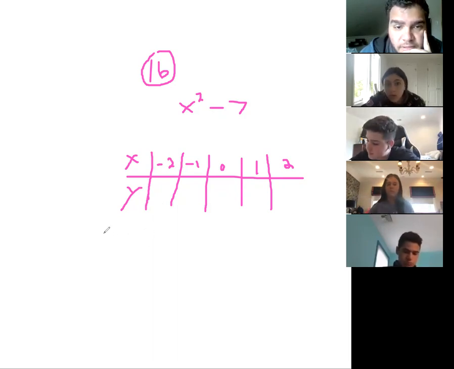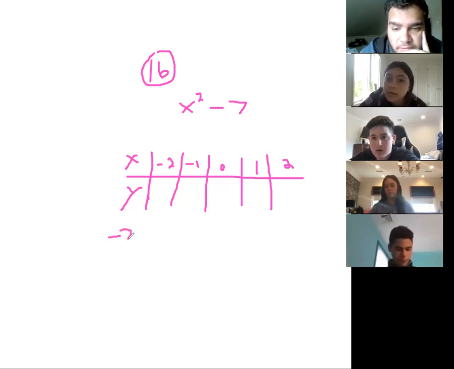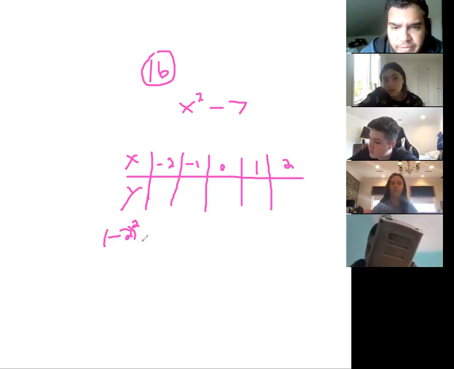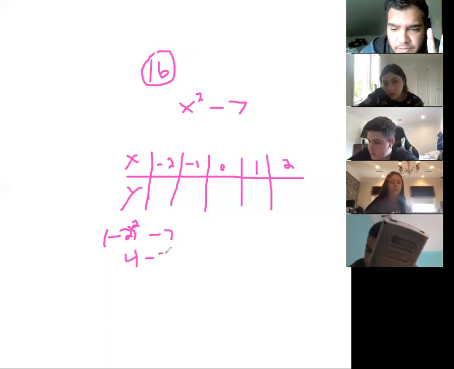So I'm going to do -2. So (-2) squared, put that in parentheses. Just make sure if you're going to use the calculator, put that in parentheses if you're going to square it. Minus 7. So -2 times -2 is a +4 minus 7. That gives you a -3. So your first value here is -3.